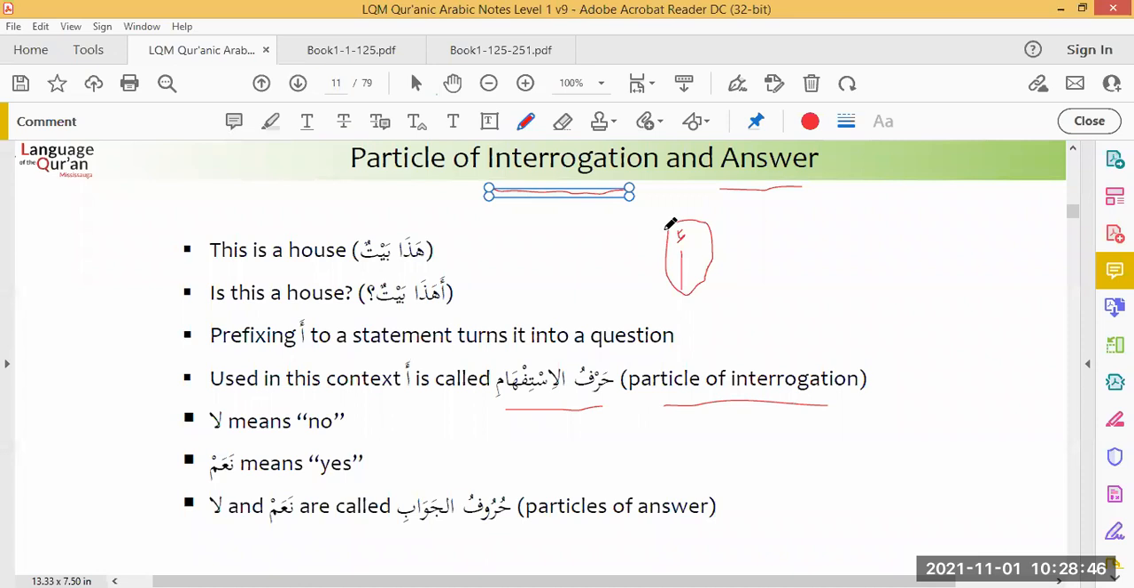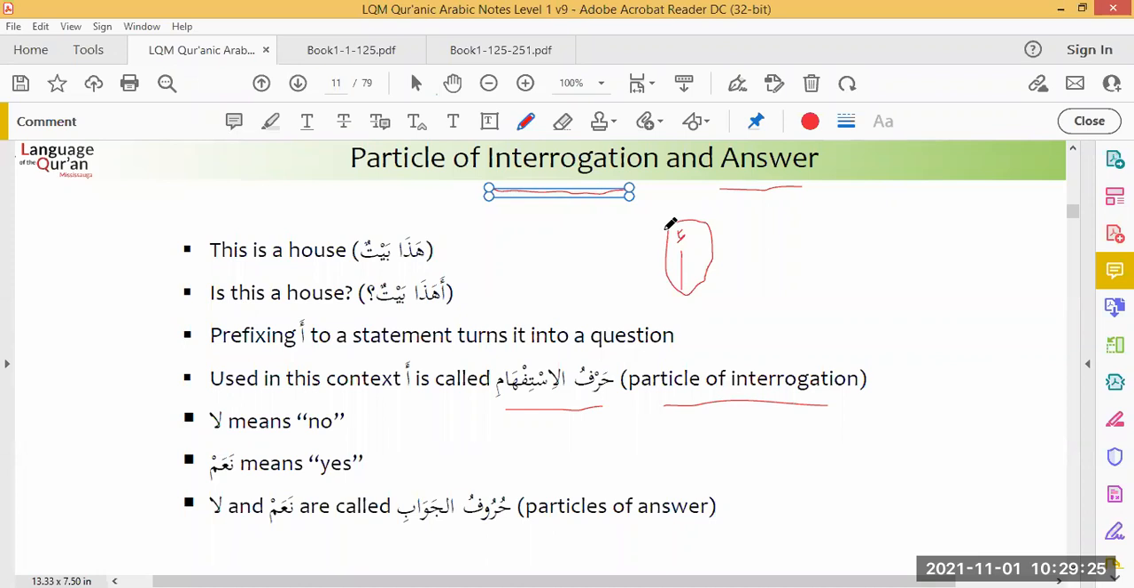We don't know whether that is a book, a chair, or a house. We have no idea about that thing. Then we will use ma. What is this? And if we have some idea about the thing, like we are seeing some building, haza baitun, in our mind we have an idea that this is a house, so we want to confirm with the person, and we ask, is this a house?